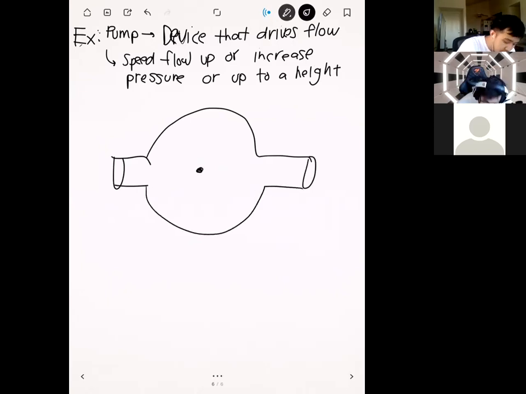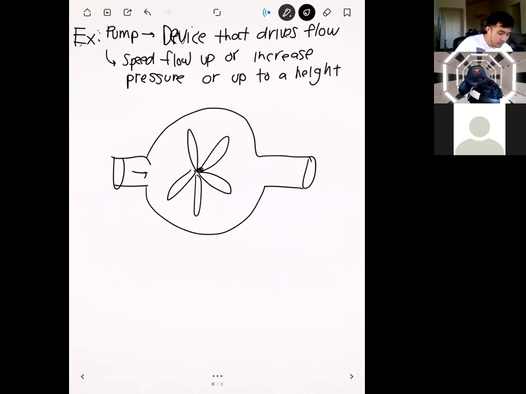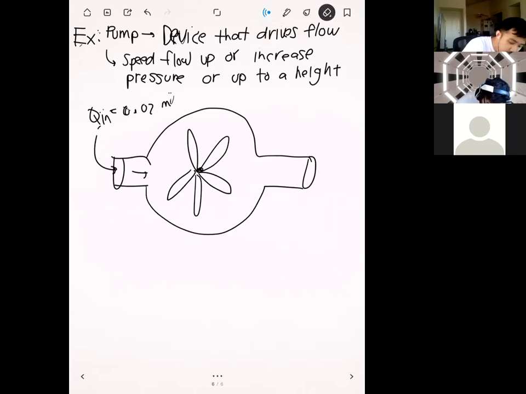And so this kind of matches the figure that we had before. So I'll draw it a little bit nicer. Okay. And so we can say that the flow is coming in here, right? So let's put some numbers on this. So we know that the flow rate in is going to be equal to 0.02 meters cubed per second.